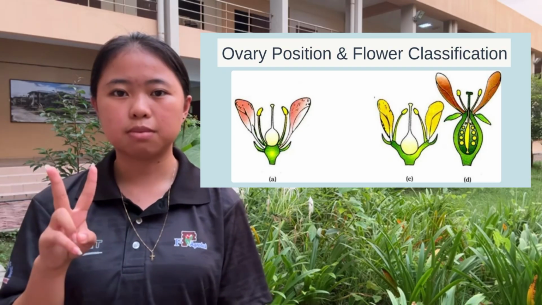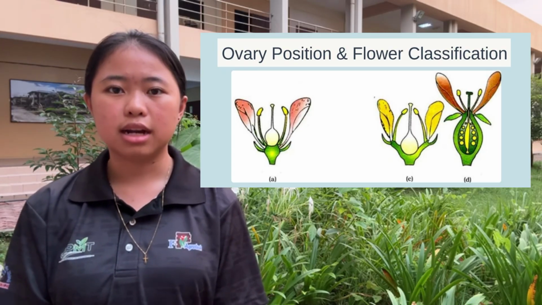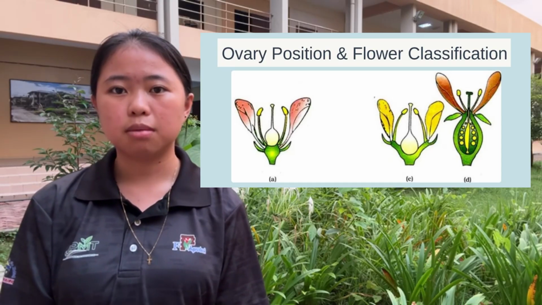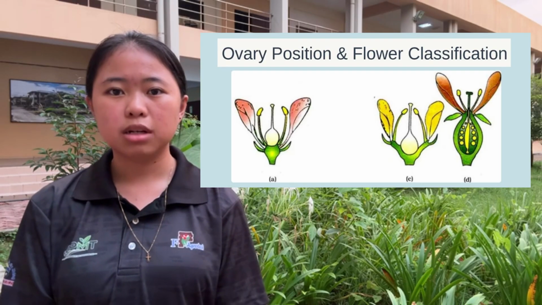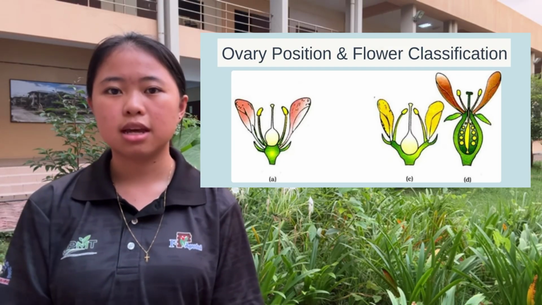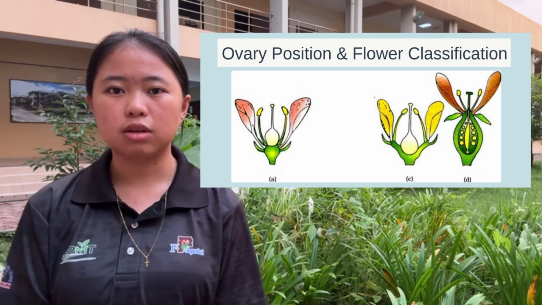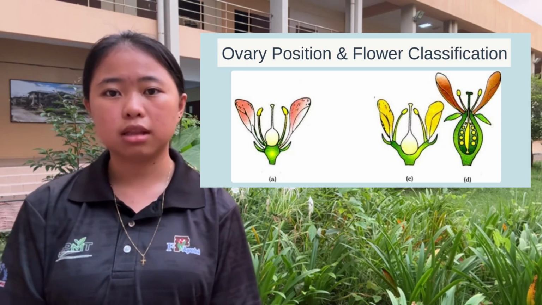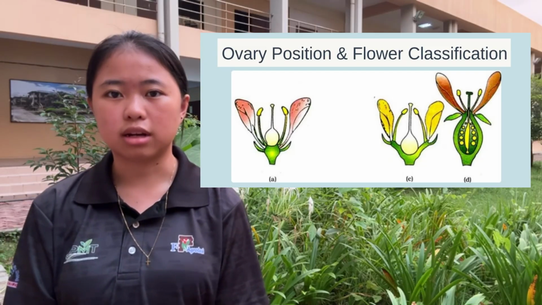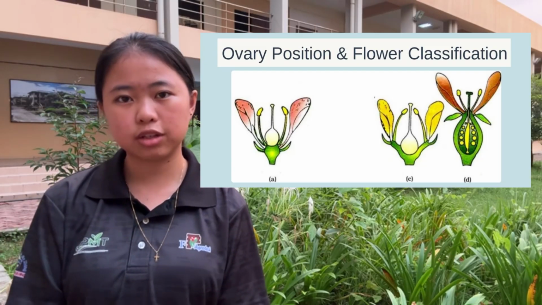The second one is perigynous. The parts arise from the cup-shaped rim around the ovary. This is the half-inferior ovary, common in roses and peaches. The third one is epigynous. The receptacle fuses around the ovary, so the parts emerge from the very top. This is an inferior ovary, seen in guavas and cucumbers.